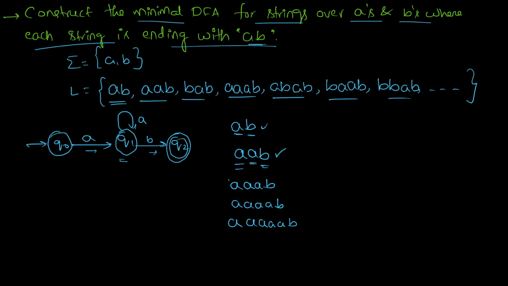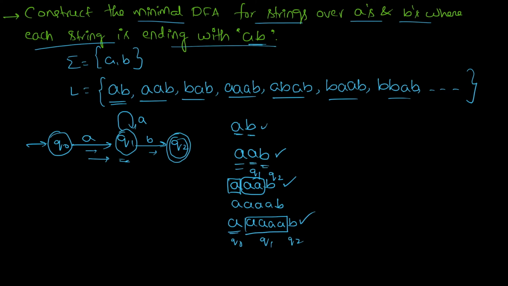Like from Q0, we see an A and go to Q1 and we see a series of A's and we will be in Q1 itself. On seeing B, we go to Q2 and accept this. Same goes with all these strings. Like on seeing A, from Q0, we go to Q1. No matter how many A's we see at Q1, we will be in that state only. Once we see a B at Q1, we go to Q2 and accept this.